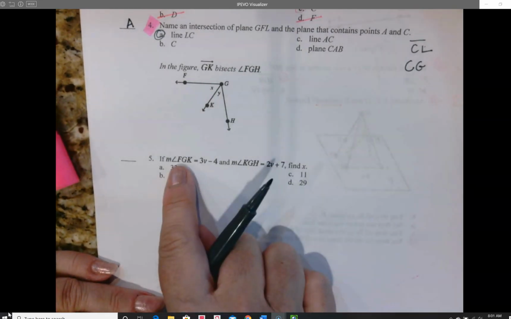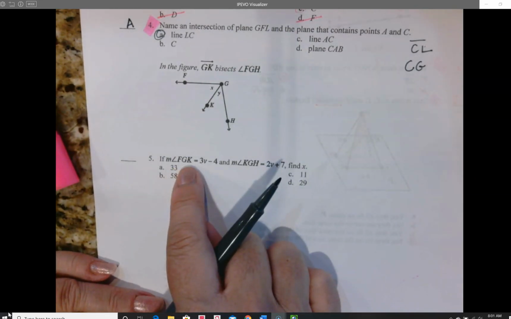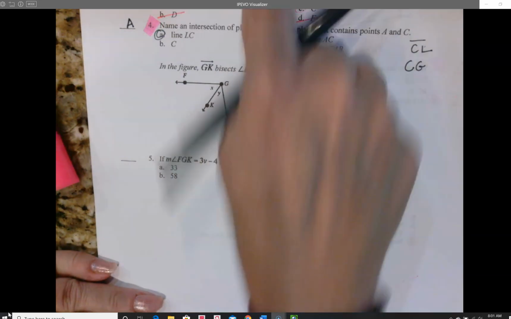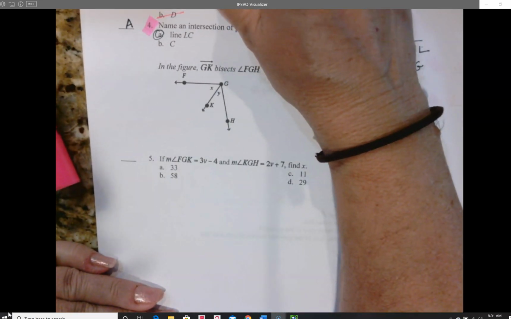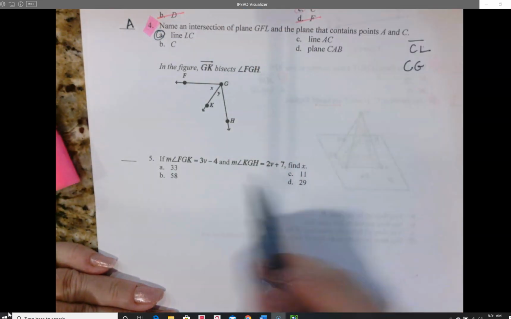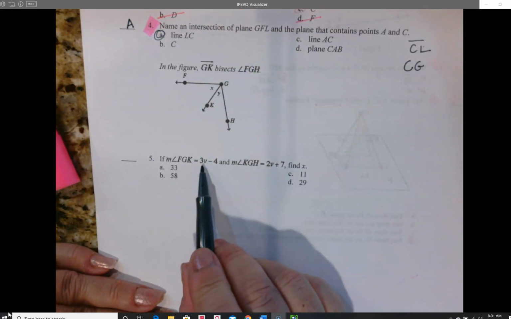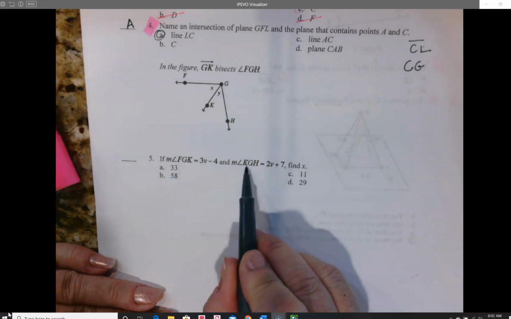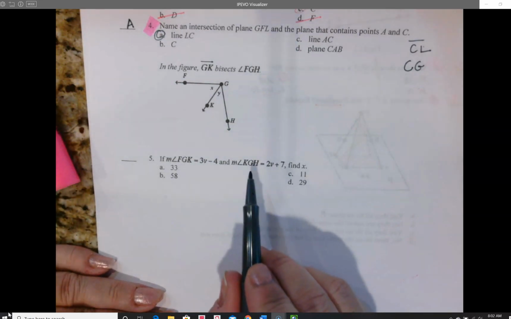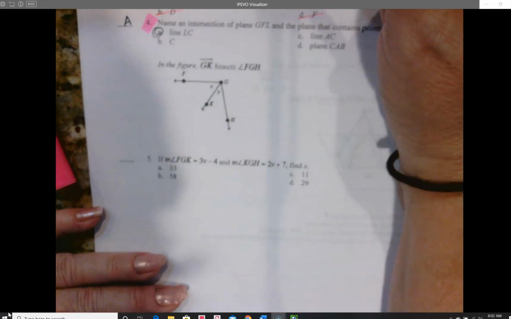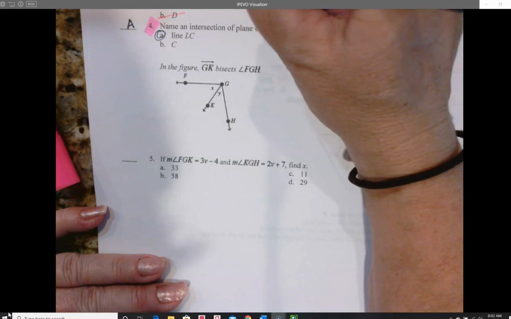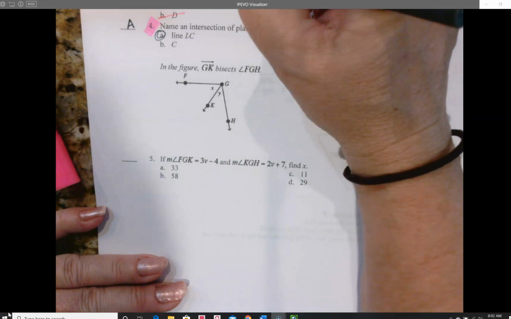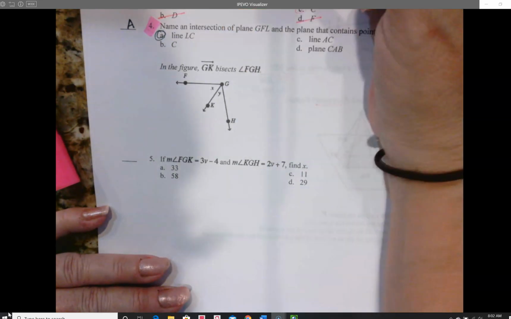And then number 5, we've got angle FGK. So we're still looking at this same picture. So FGK is 3V minus 4. And KGH. So let's see. KG. Where is H?